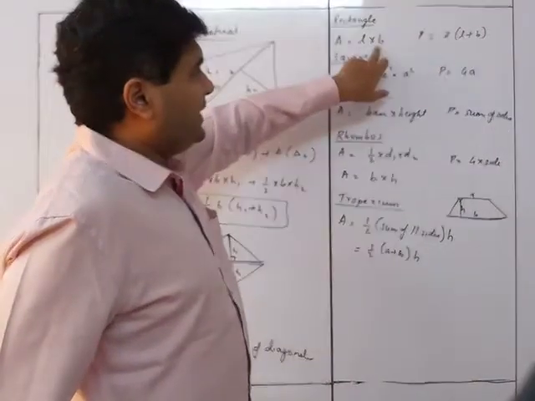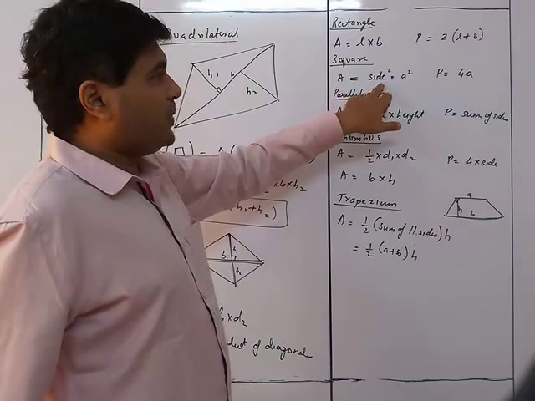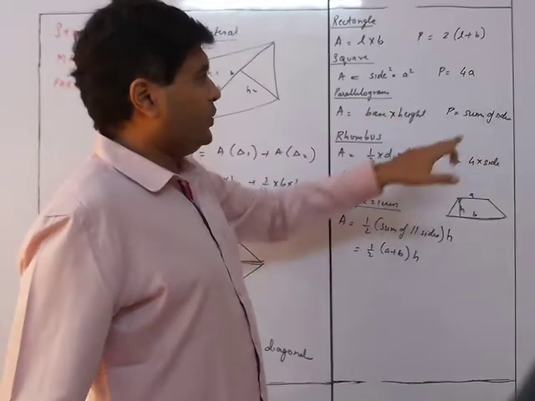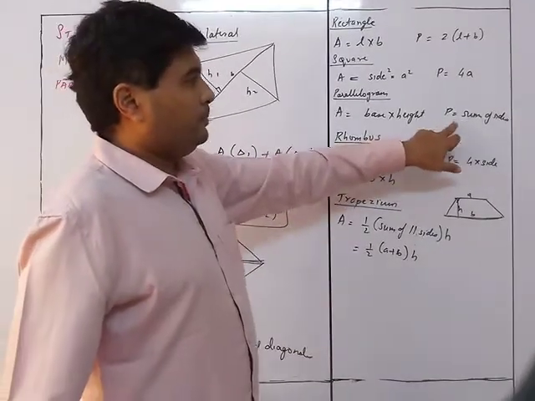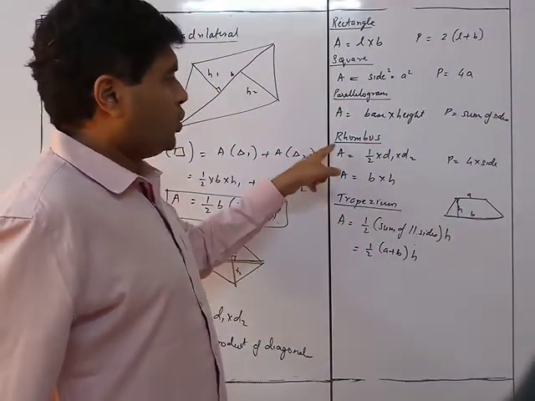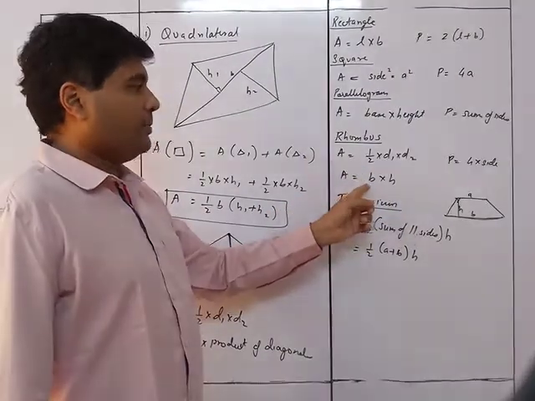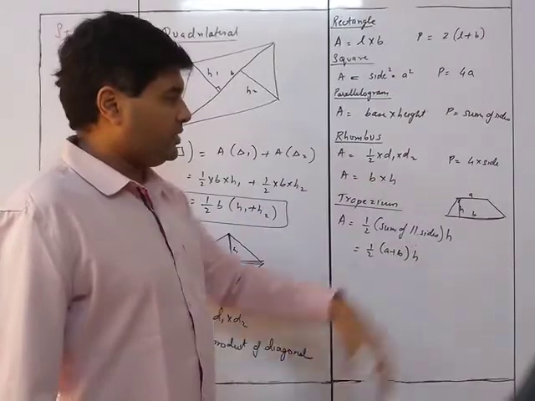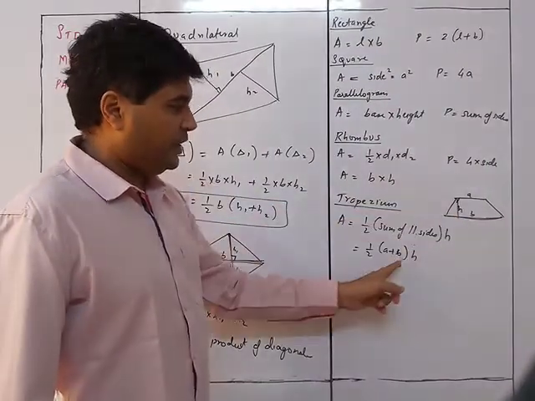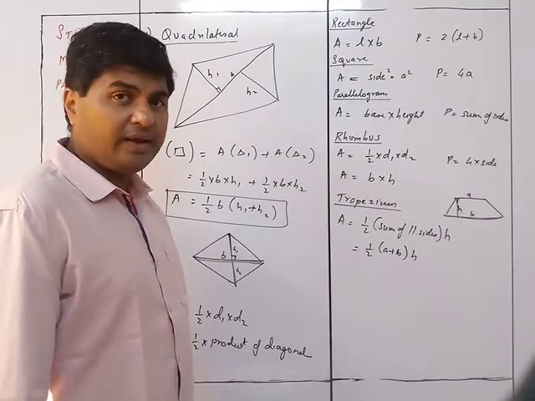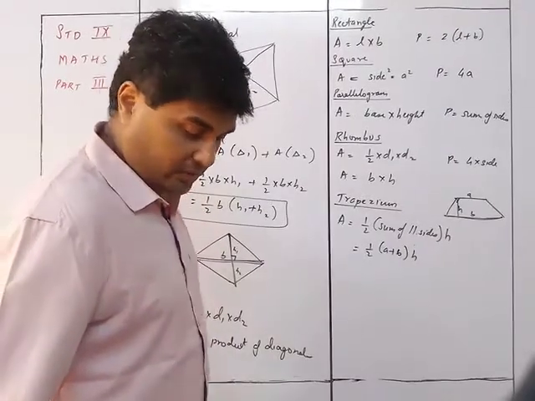Rectangle, area is length into breadth. Perimeter is 2 into (L plus B). Square, area is side square, perimeter 4 into side. Parallelogram, area is base into height. Sum of all sides is the perimeter. Rhombus, area is half into D1 into D2, diagonal 1 into diagonal 2, or base into height, both, and sum of four sides is the perimeter. Trapezium, half into sum of parallel sides, that is A and B, into height. Clear? This is about the different formulas we are having over here.